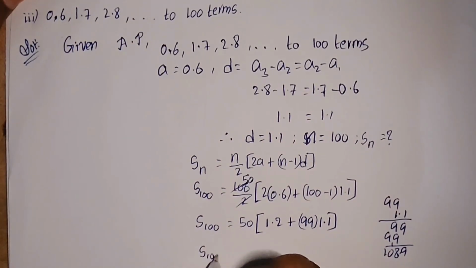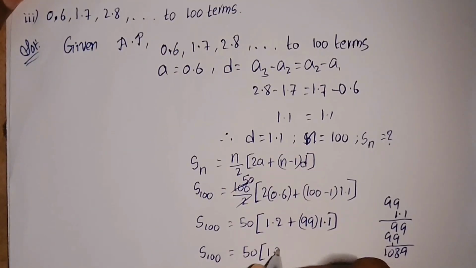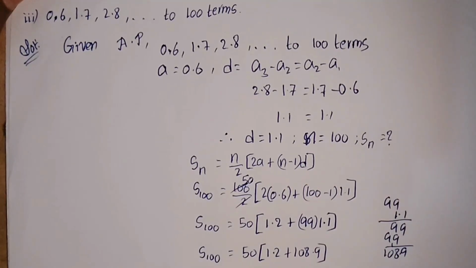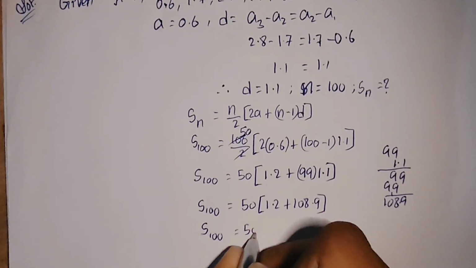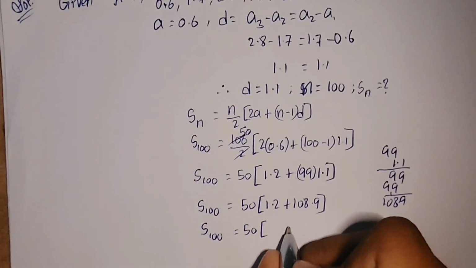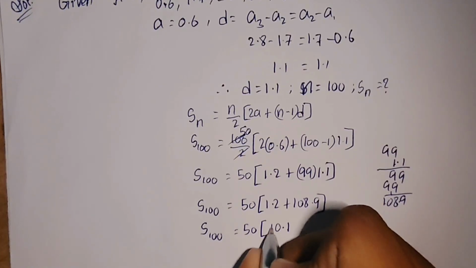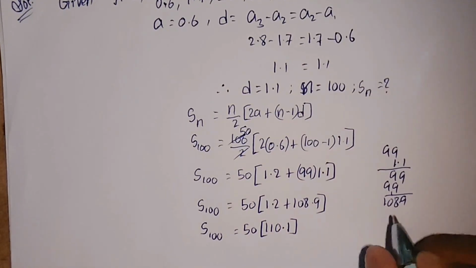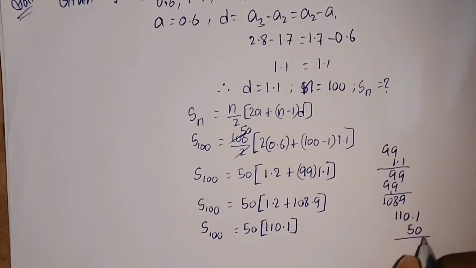So S base 100 is equals to 50 into 1.2 plus 108.9. So here S base 100 is equals to 50 into 108.9 plus 1.2, 110.1. So 110.1 into 50.